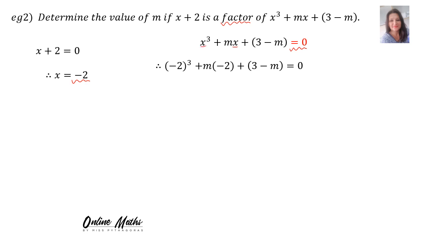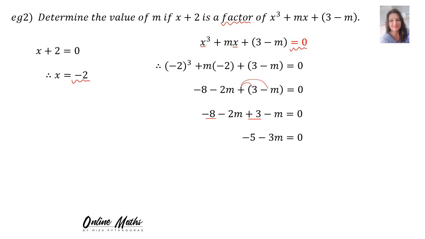Then negative 2 cubed is negative 8. M times negative 2 is negative 2m. In the next step, I multiplied in this plus, and now I'm going to add my like terms. Now I can say minus 8 plus 3 is negative 5. Negative 2m, negative m is minus 3m. And then the 5 will walk across and I can divide away the negative 3. Therefore, m's value is equal to minus 5 over 3.